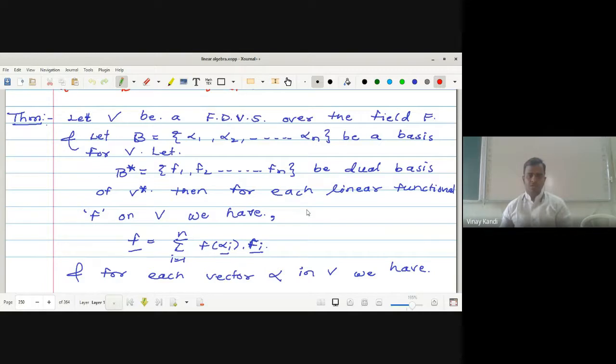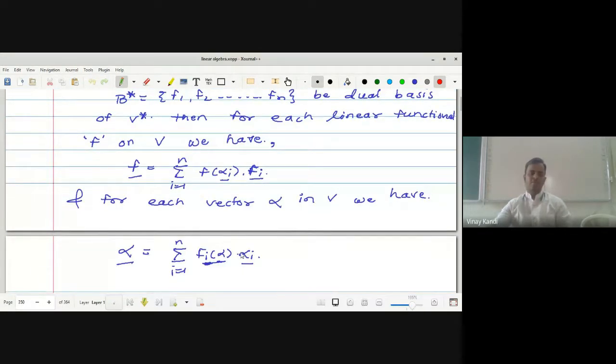Let V be a finite dimensional vector space over the field F. Let B = {alpha 1, alpha 2, up to alpha n} be a basis for V, and B star = {f1, f2, up to fn} be the dual basis of V star. Then for each linear functional f on V we can write f = summation i = 1 to n of f(alpha i) into fi, and for each vector alpha in V, we can write alpha = summation i = 1 to n of fi(alpha) into alpha i.